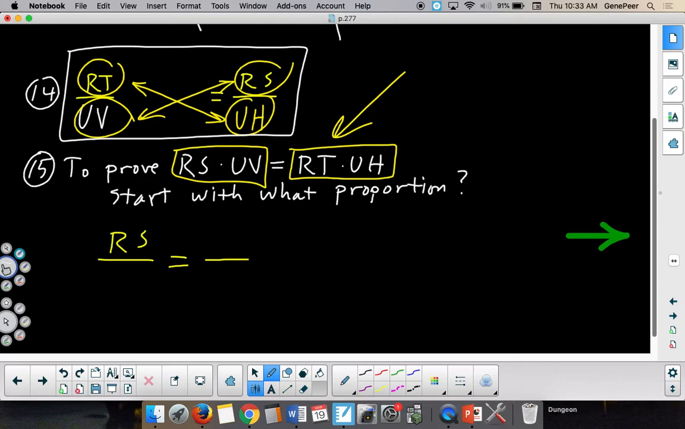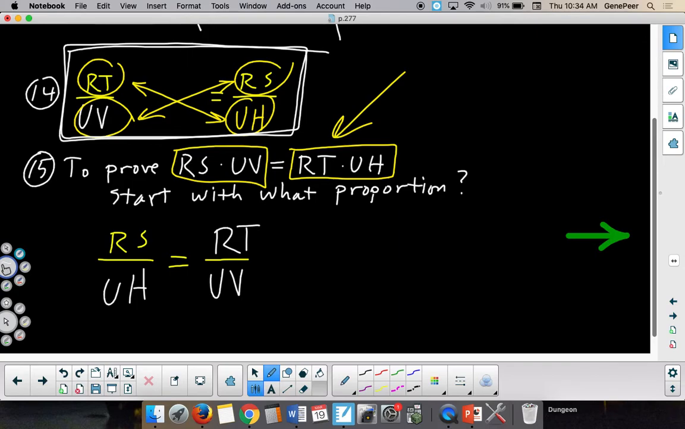So from there, what are they asking us for? Number 15, looking at the book. Oh yes, they want us to write this thing out, that's all. So you would start with RS over UH equals RT over UV. All right, kind of awkward wording for the problem, I think. I would not make the test that tricky. On the test, you use these things, but you don't have to go through all the stuff we're seeing here in numbers 14 and 15.